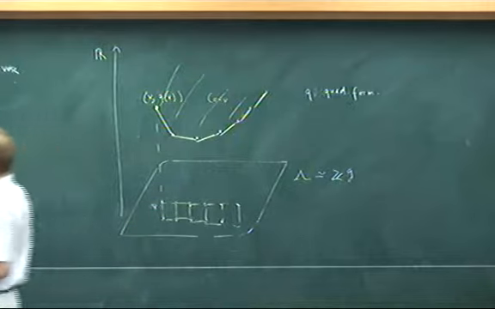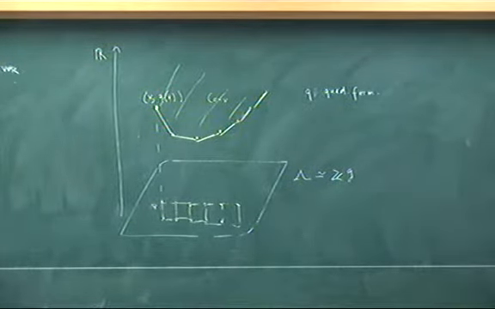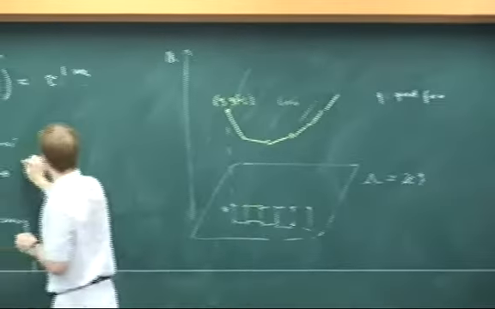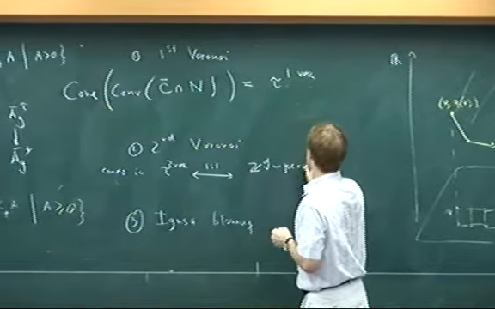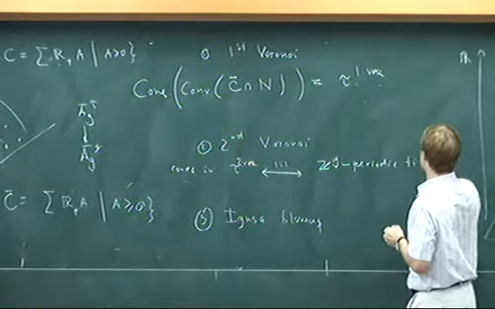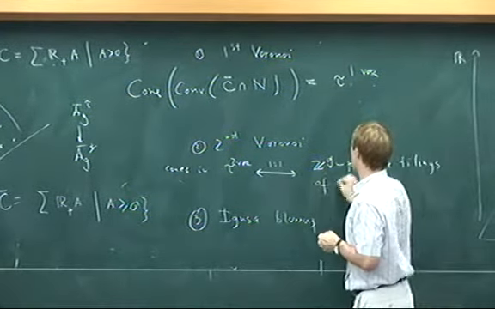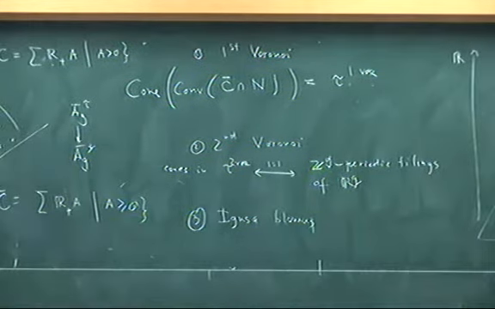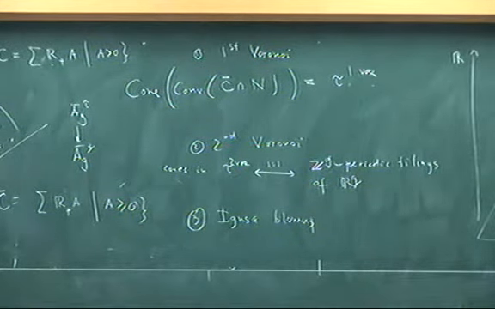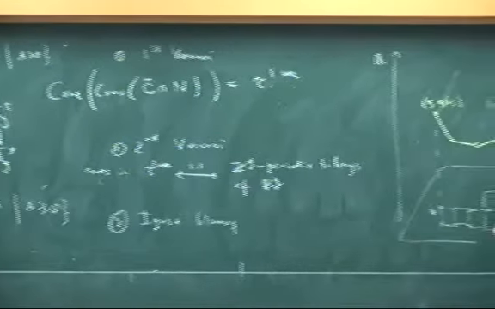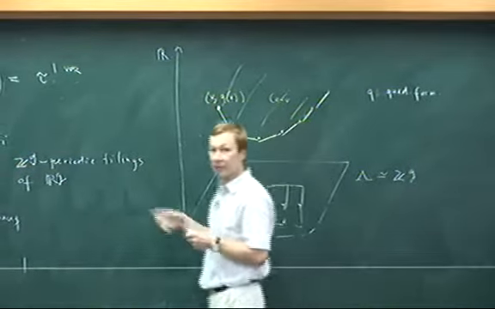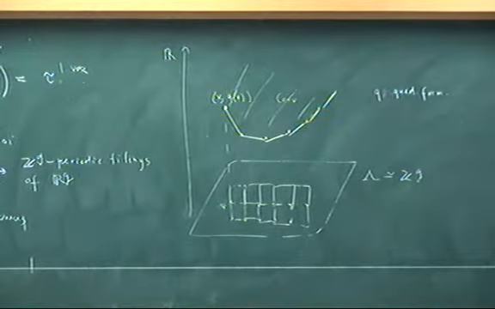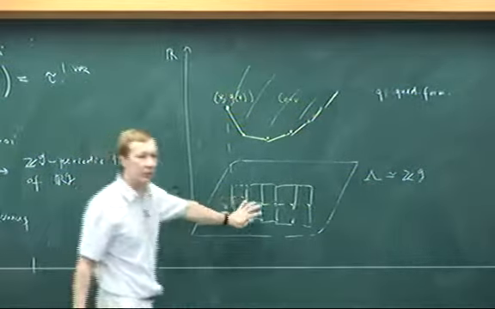So the cones in the second Voronoi are in bijection with such Z^g periodic tilings of R^g. So this is an example of such a tiling. That's what distinguishes this decomposition: every cone has a geometric interpretation like this.